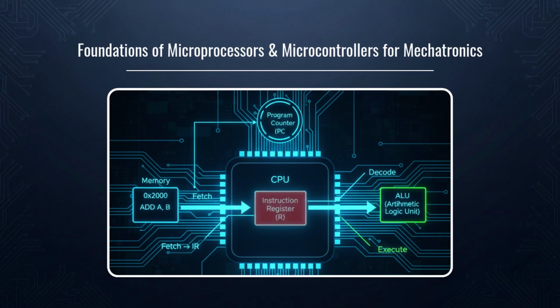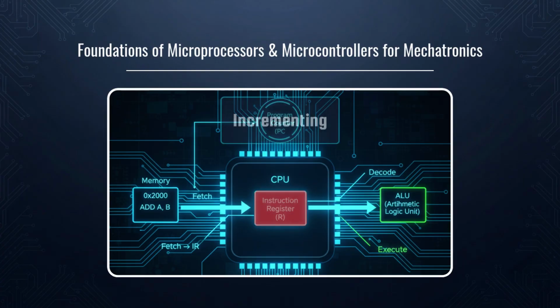The instruction register, also known as the IR, is another critical component of the CPU. Once the CPU fetches an instruction from memory, it cannot act on it immediately. Instead, the instruction is placed into the instruction register. The IR holds the current instruction while the CPU decodes it, preparing the control unit and ALU to execute it.